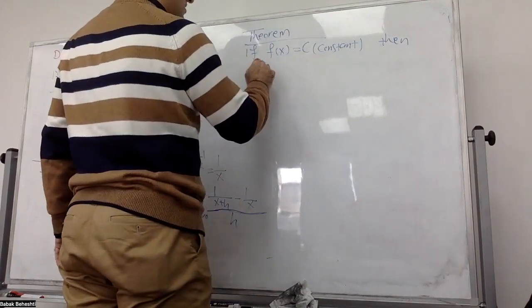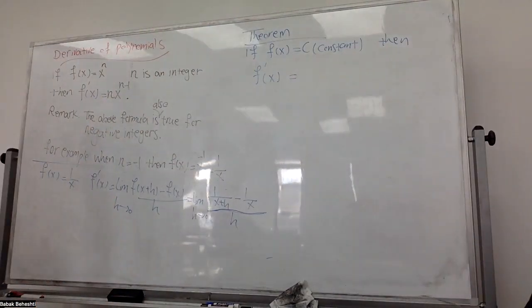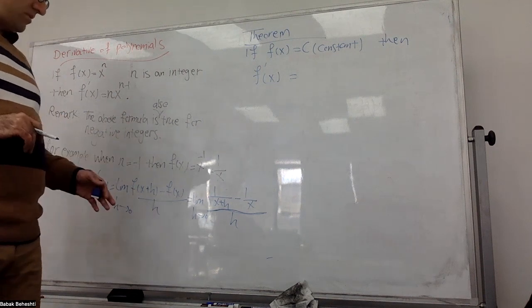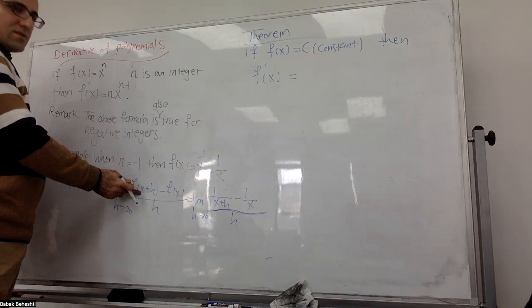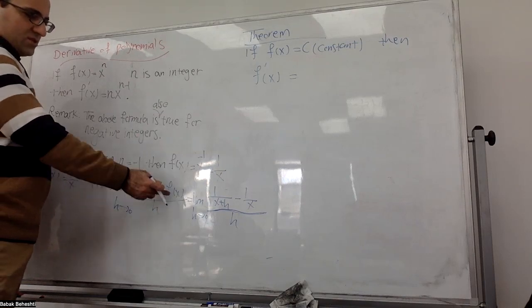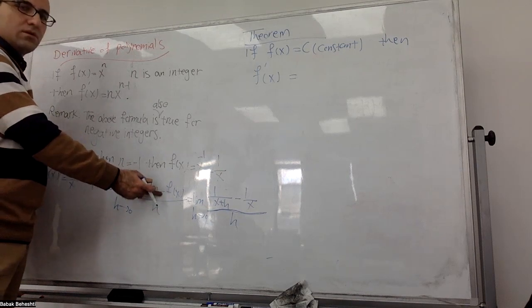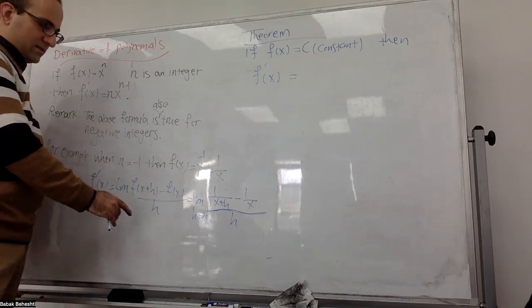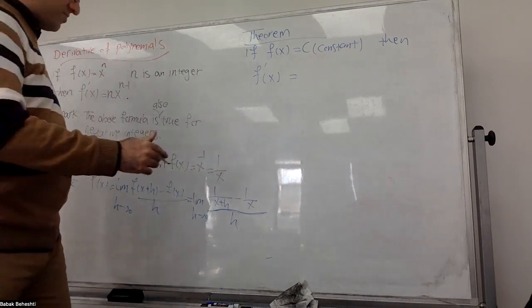f prime of x is what? If you use the limit formula, what do you get? You remember this formula? On the top, because it's constant, f of x plus h is equal to f of x, right? So on the top, you get 0. But this is 0, not like h goes to 0. This is actual 0. So f prime is just 0.